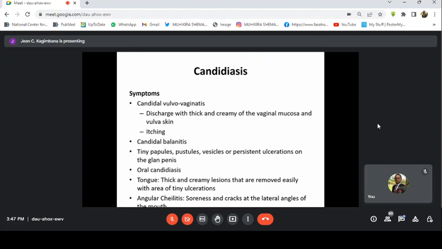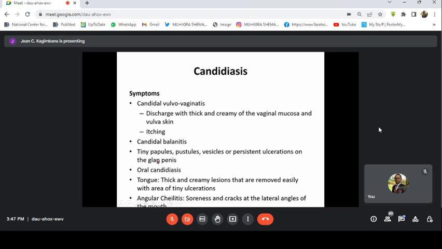This is what I call Candida balanitis in males who are non-circumcised. In Candida vaginitis, of course, you have a creamy discharge plus itching. And the vagina is red, very erythematous, and if you don't treat, it becomes fissured, it becomes ulcerated. And in the long run, they have problems.